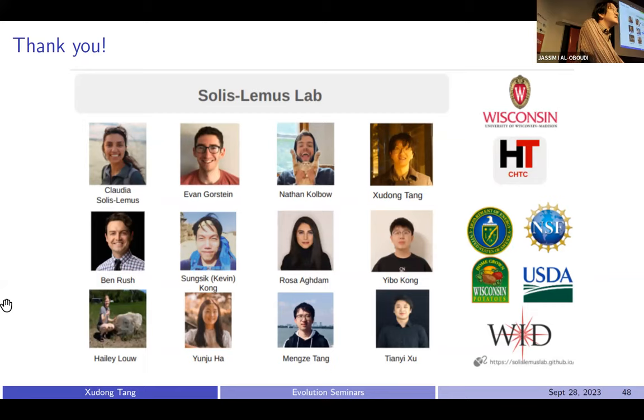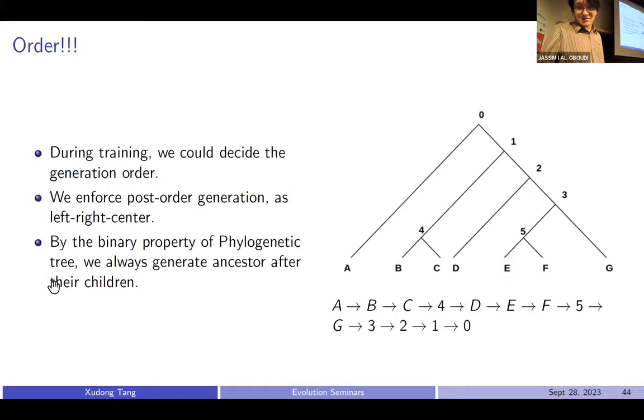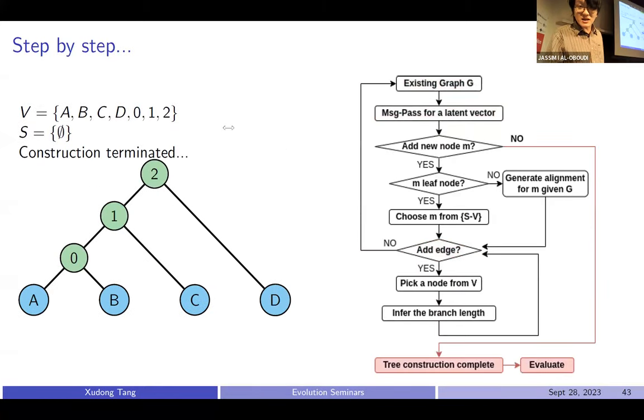Would the model eventually be about branch length of the family tree? Yes, actually it is part of the model. Let me check. Here, after we pick a node from the set V to connect to, we actually infer the branch length. How we do it is, when we are training the model, we have the branch length. So when we generate this branch, we have a correct number for how long this branch should be, based on the sequence alignment we have.